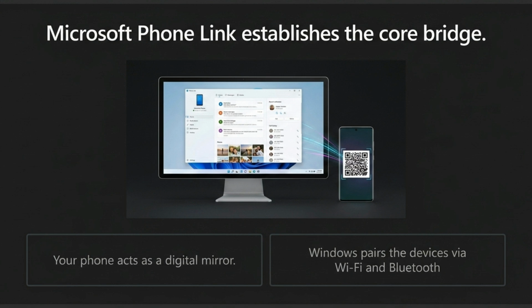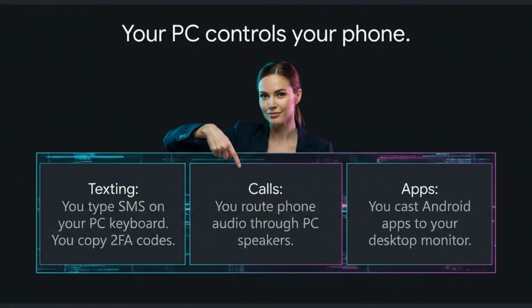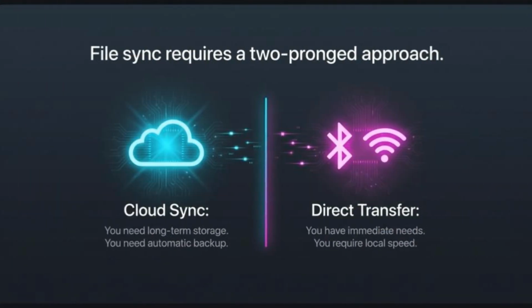Microsoft Phone Link establishes the core bridge for integration. Your phone acts as a digital mirror, and Windows pairs the devices using Wi-Fi and Bluetooth. Your PC can now control your phone. You can text and copy 2FA codes using your PC keyboard, route calls through PC speakers, and cast Android apps to your desktop monitor. File synchronization requires a 2-pronged approach.